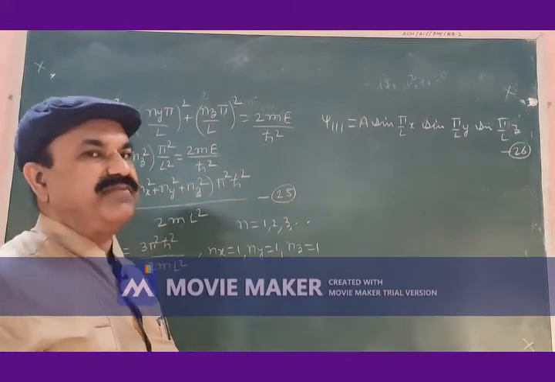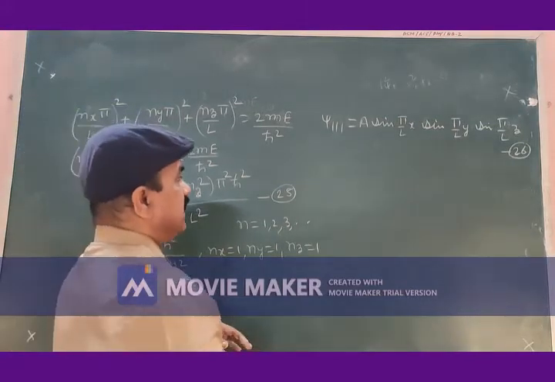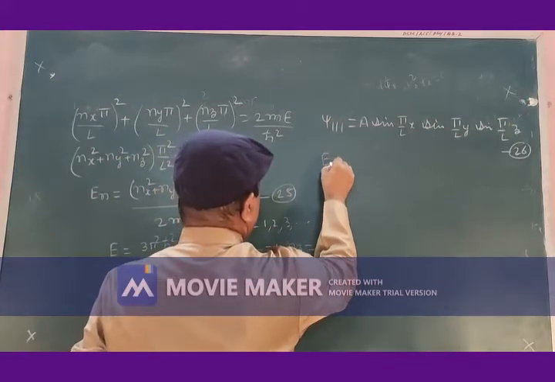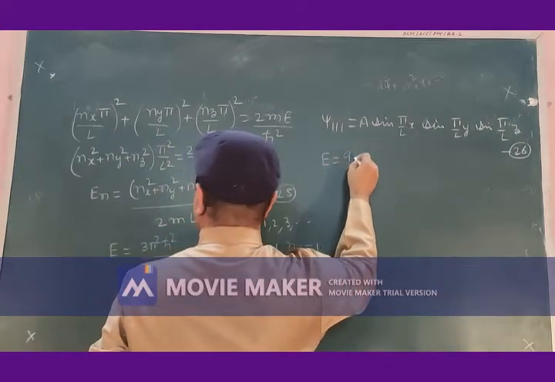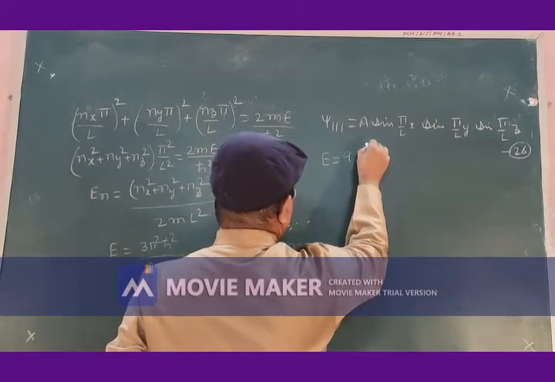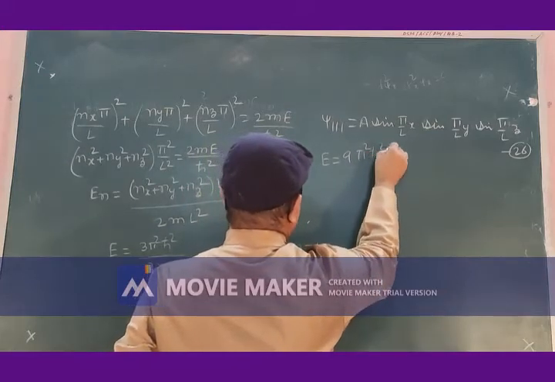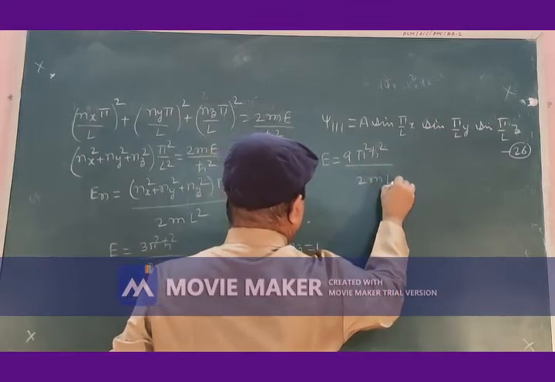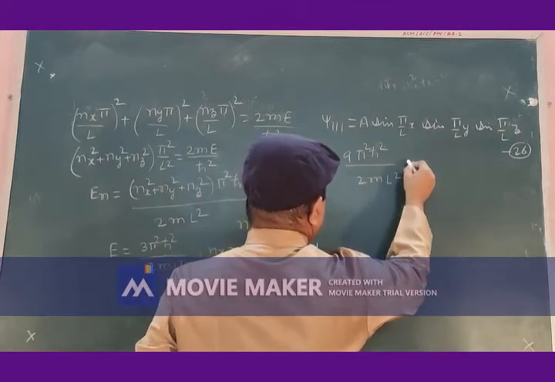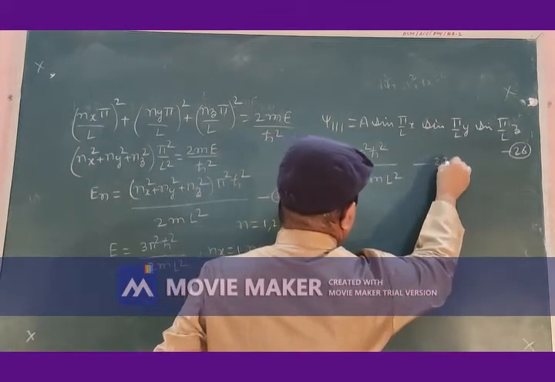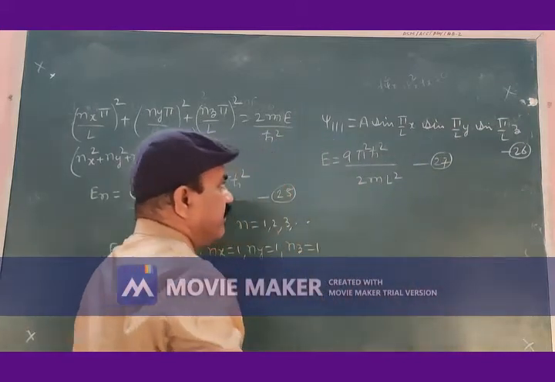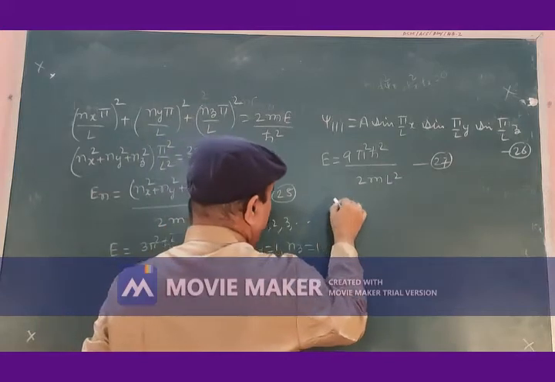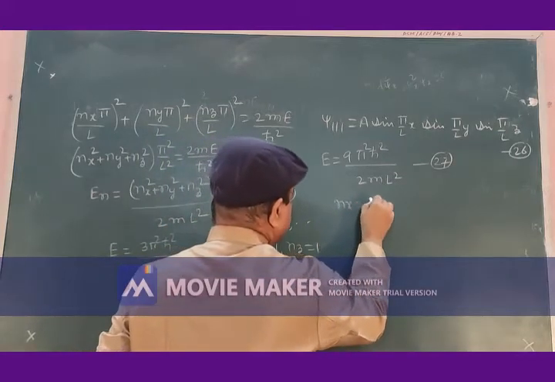Other various cases may be there. For simplicity, let me consider this case when the energy is equal to 9 pi square h cross square divided by 2mL square, equation number 27. 27 will be true for this.